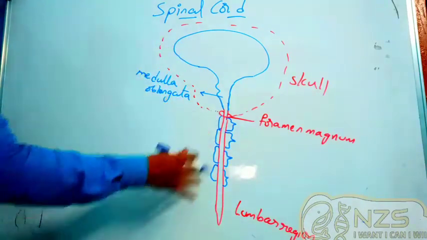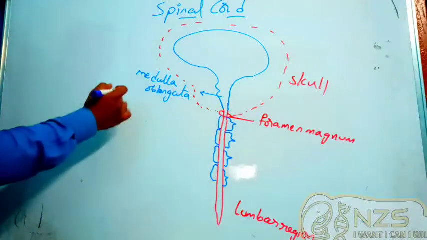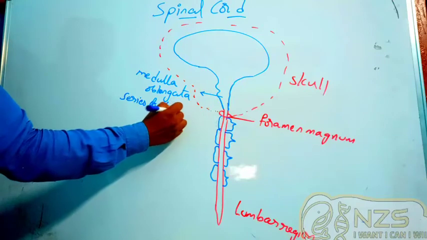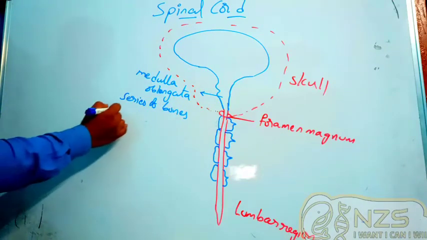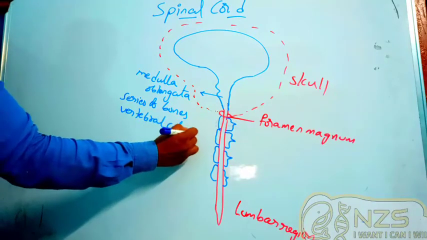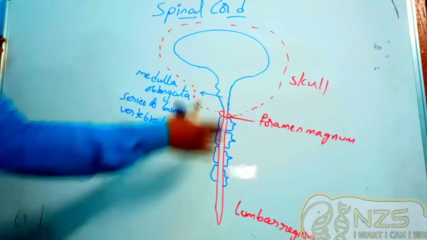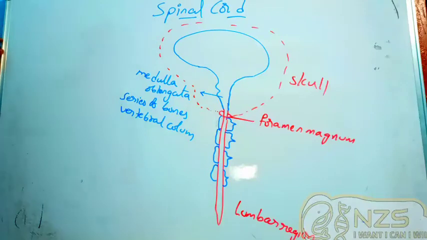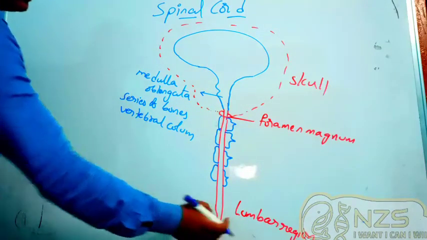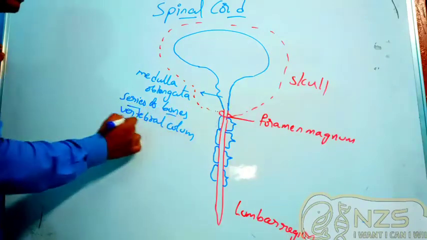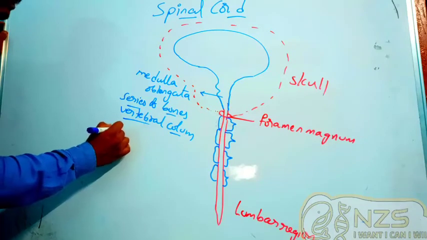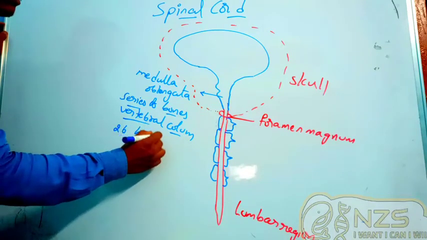The spinal cord is protected by a chain of bones, a series of bones which forms a column called the vertebral column. The vertebral column goes almost till the ending part of our back, but I'm just showing up to the lumbar region. In this vertebral column, how many bones are there? We have 26 bones altogether.